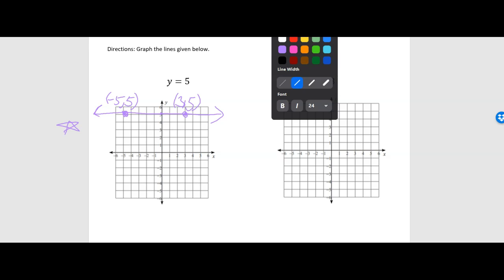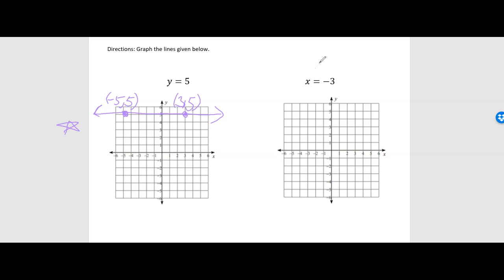So this is correct. The horizontal line is what we needed. Now we have x is equal to negative 3. Well, we just showed that y equals 5 is a horizontal line, so we know that this one's going to be vertical. But we're going to test some points to make sure. So I have negative 3 comma 2, and I have negative 3 comma negative 3.